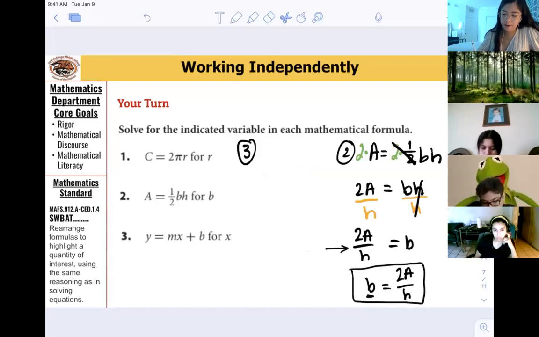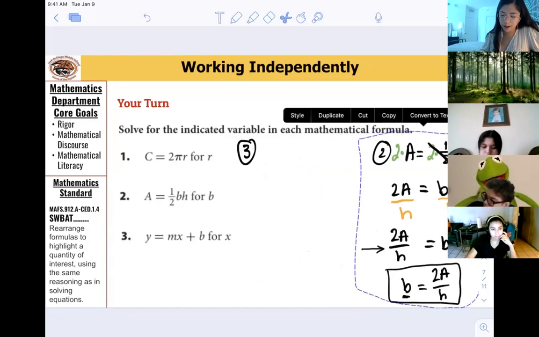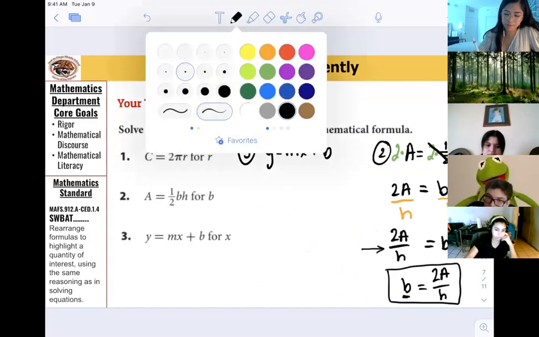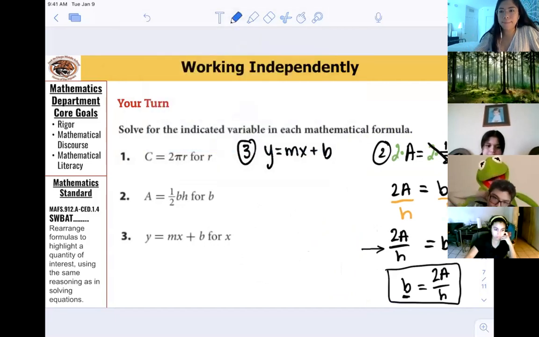And this one was very, very similar to the one we just did. It's just that it wants you to solve for x instead of m. But the steps are pretty much the same. So what should I do first? Get rid of the b. Subtract. Good, subtract by b.